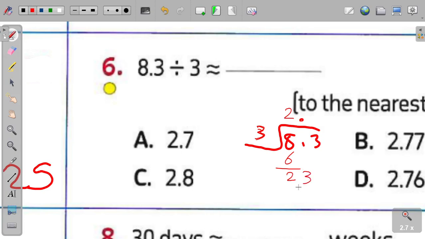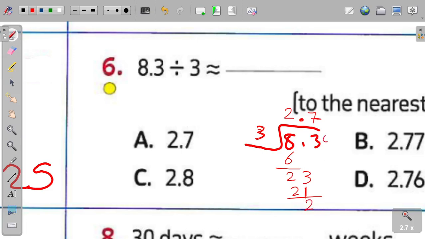So 23 divided by 3 equals what? I think 23 is between 21 and 24, so we can take 21. So 21 divided by 3 equals what? Equals 7. Okay? And the remainder will be 2 again.